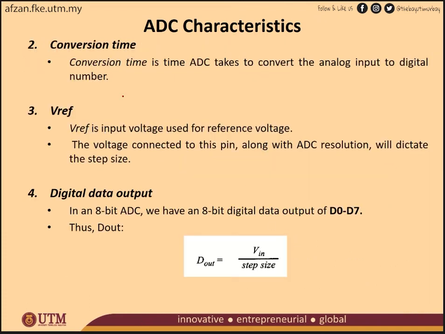Next, the second characteristic that you're going to know is conversion time. The conversion time is the time it takes to convert the analog to a digital number. Conversion time varies from chip to chip. Sometimes the time is very fast, sometimes it's very slow to convert from analog to digital. It depends on the chip, the type of ADC that you're going to use.